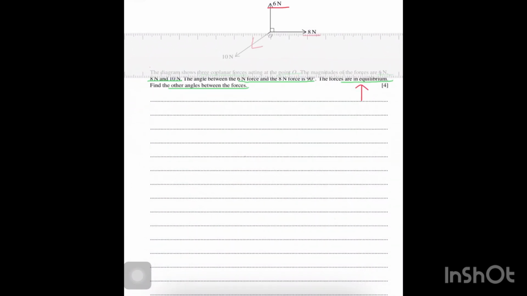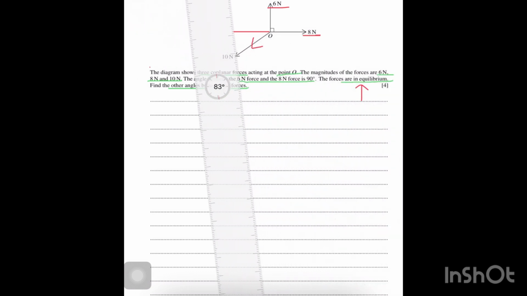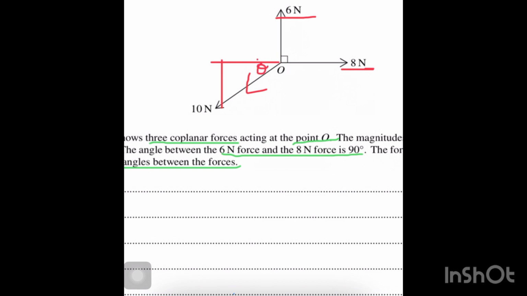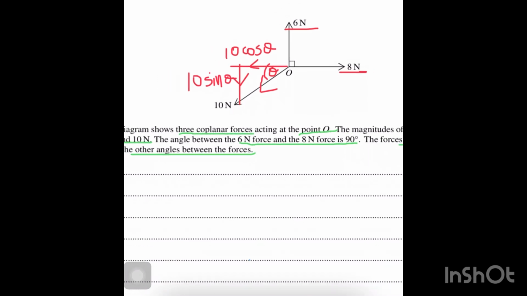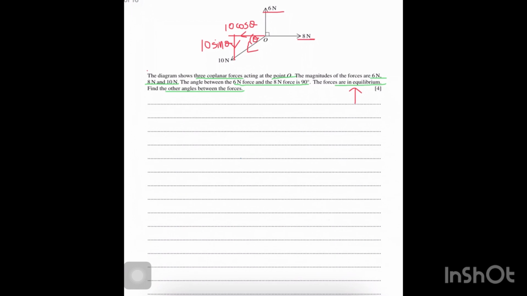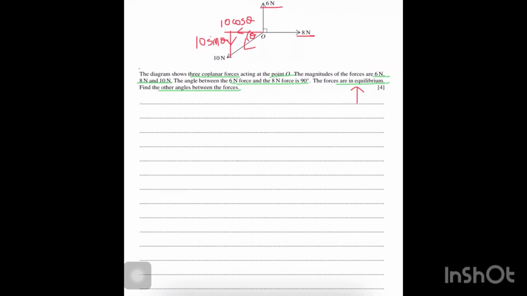So it will have a leftward component like this, and it will also have a downward component. So let's say that the angle over here is known as theta. So that would make this leftward component equal to 10 cos theta and the downward component 10 sin theta. So now that we have resolved the forces that need to be resolved, we can now solve the question.